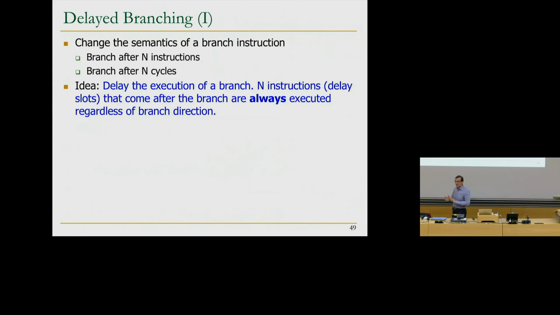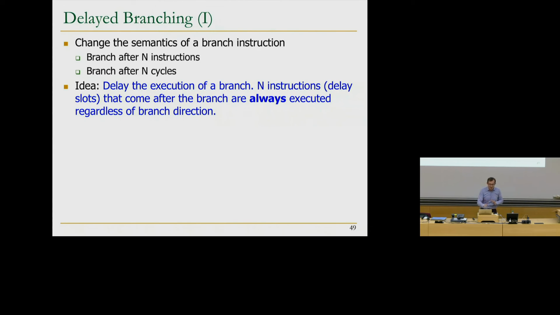I actually gave you this idea before. The semantics of a branch instruction today is, after you execute the branch, the next instruction you execute is either the target or the fall-through instruction. There's no delay, right? You basically immediately execute the branch. You either go to the target or the next instruction.